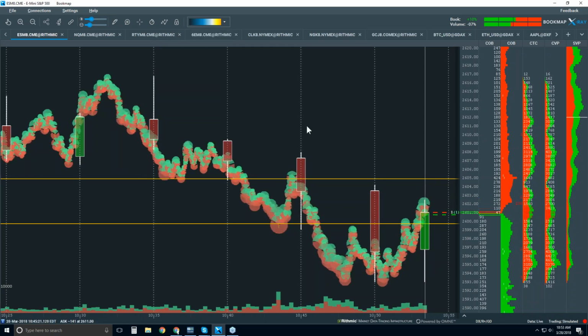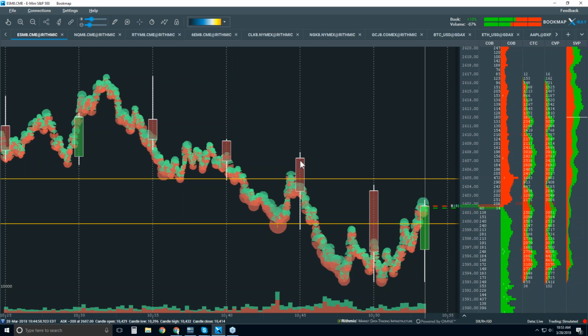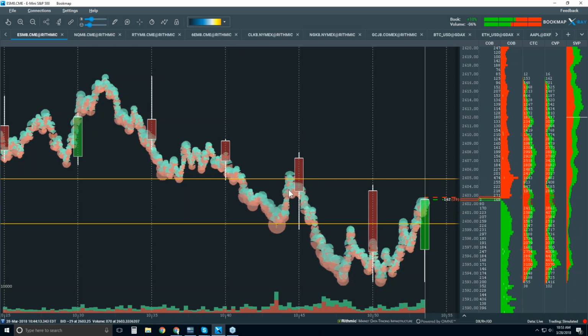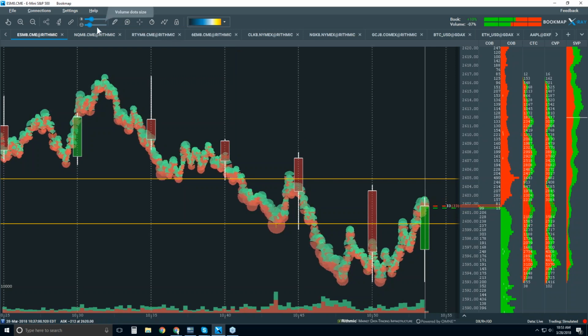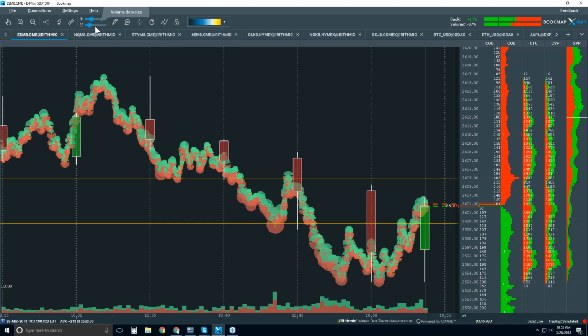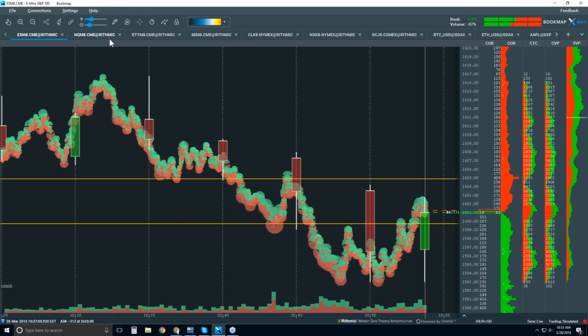Anyway, you can see how important it is to understand the microstructure, because the candlestick lies. It doesn't give us this information, or it just lacks transparency. The reason is that it's aggregated data within a time period. Bookmap is not aggregated whatsoever. Every single market event is recorded.